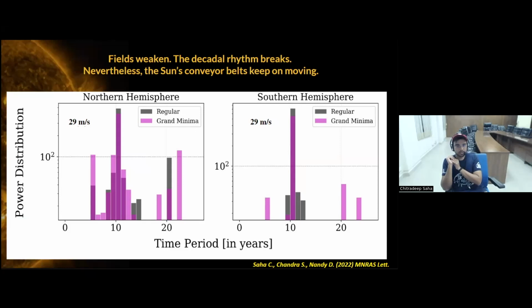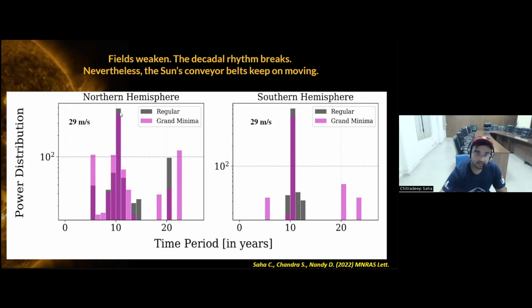What is 29 meter per second? 29 meter per second is the peak flow speed of meridional circulation during these simulations, which is a bit higher than for the Sun. Typically, this meridional speed has been measured to be around 10 meter per second. But to sustain the model, due to numerical reasons, we have to set the meridional circulation to a higher value, just so that we set the star in a supercritical regime and you see regular cycles.